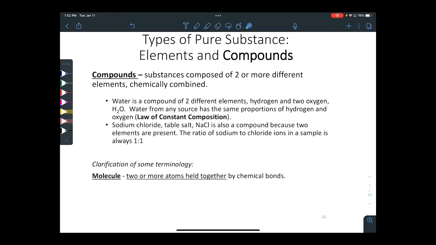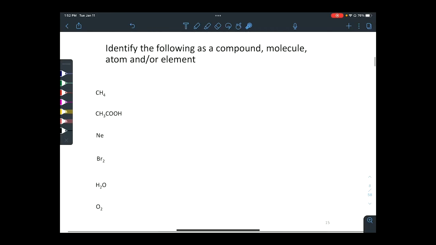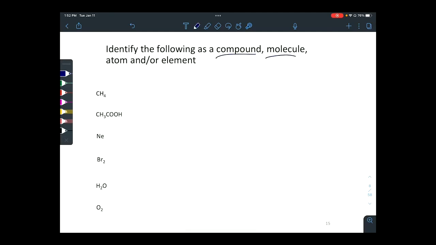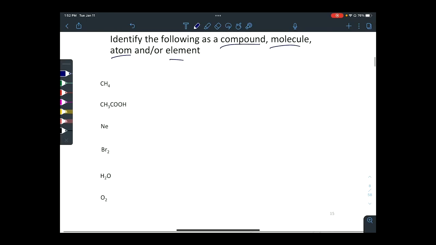Okay. So there we go. Do we have an example? I want to do examples. Yes, okay, so let's do some examples using the words that we just learned. We got compounds and molecules, we just talked about those, and atoms and elements. So let's go through this list and identify each as either a compound, molecule, atom, or element. We might have a combination of stuff, just so we know.